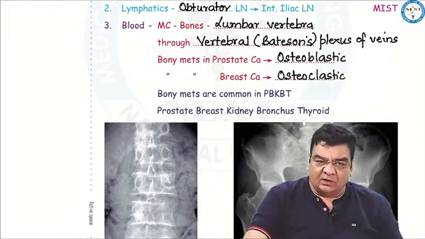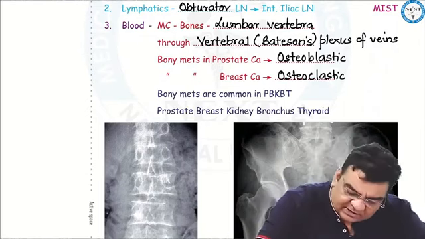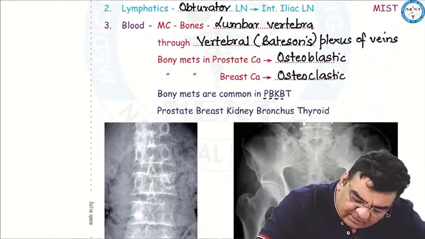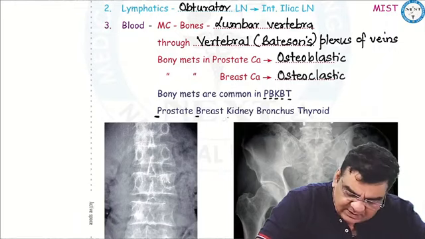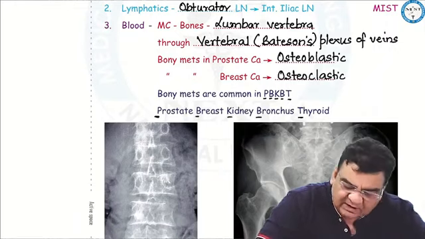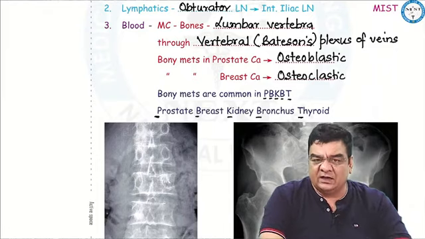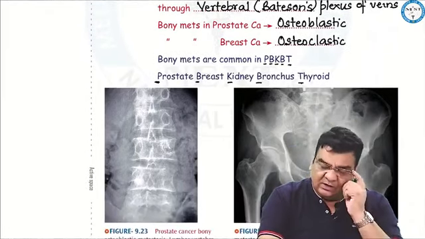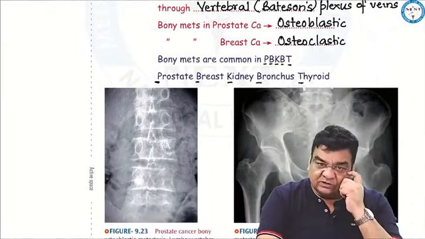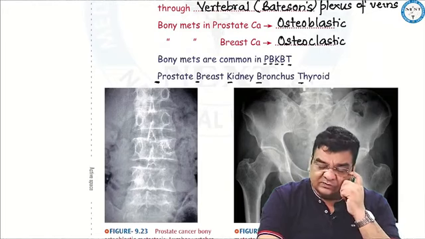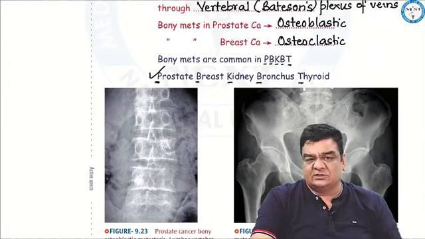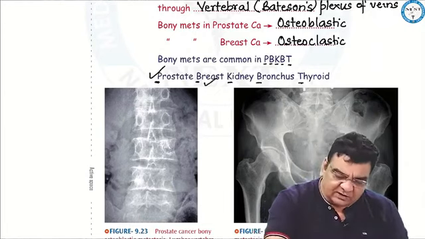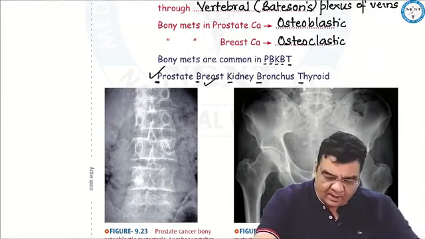Bony metastases are common in these malignancies: P, B, K, B, T. P, prostate, B, breast, kidney, bronchus, and thyroid. That means kidney cancer, lung cancer, and thyroid cancer also commonly spread to bones. But the commonest cancer spreading to bones in males is prostate. Commonest cancer spreading to bones in females is breast.